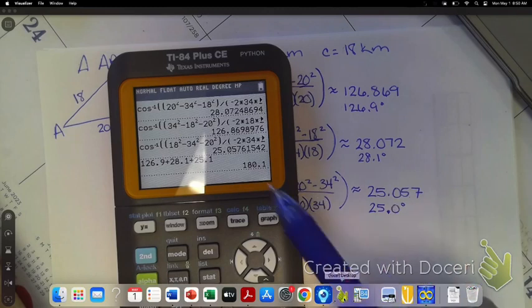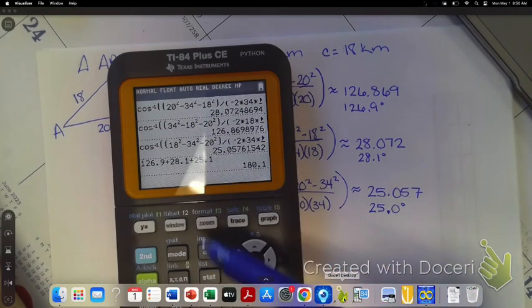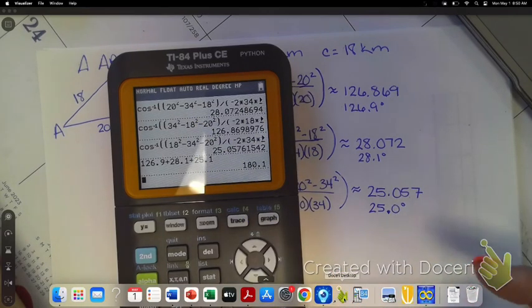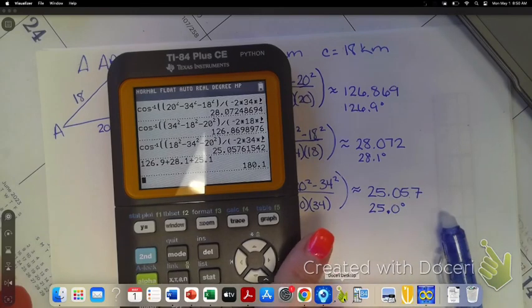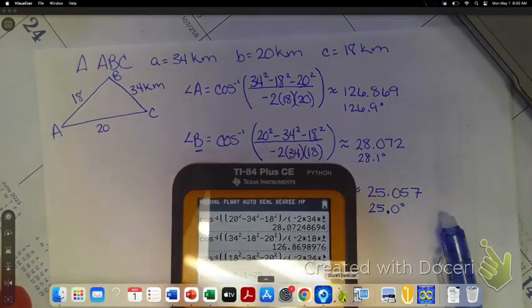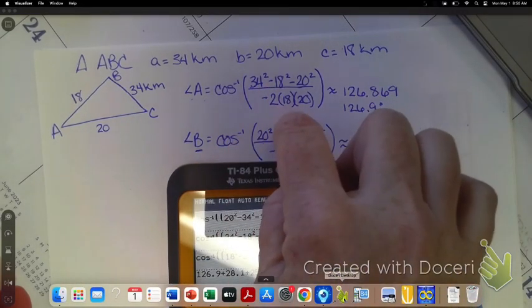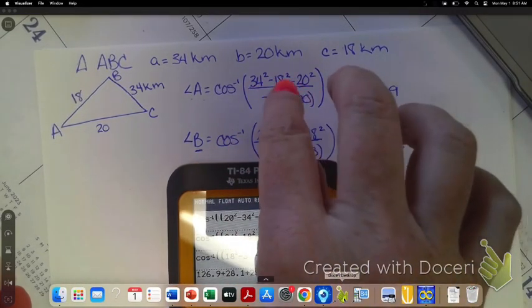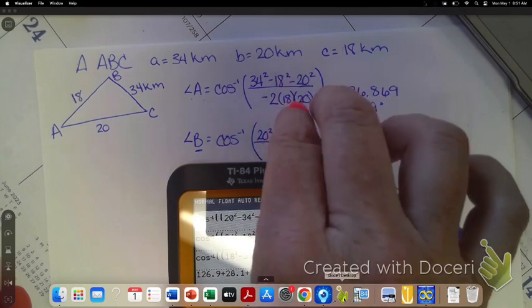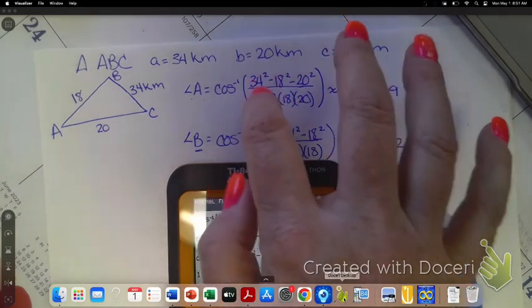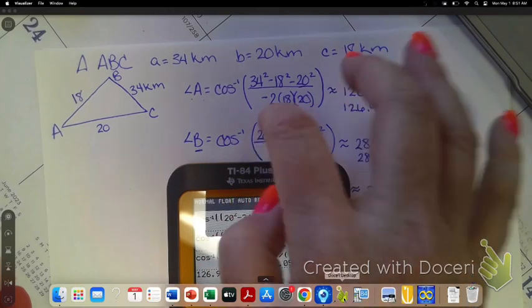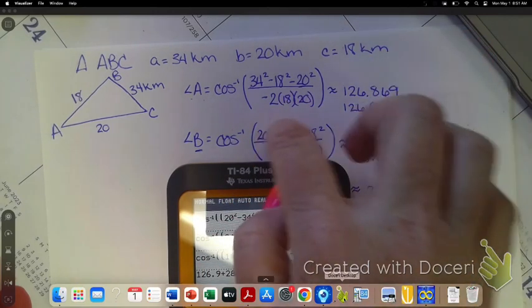Jane, this is what I got. Which one's not working for you? That was my angle B. I got C and A so easy. Okay, so what you need to go do is go back to your A and hit enter and change your 34 to a 20, and your 20 to a 34.